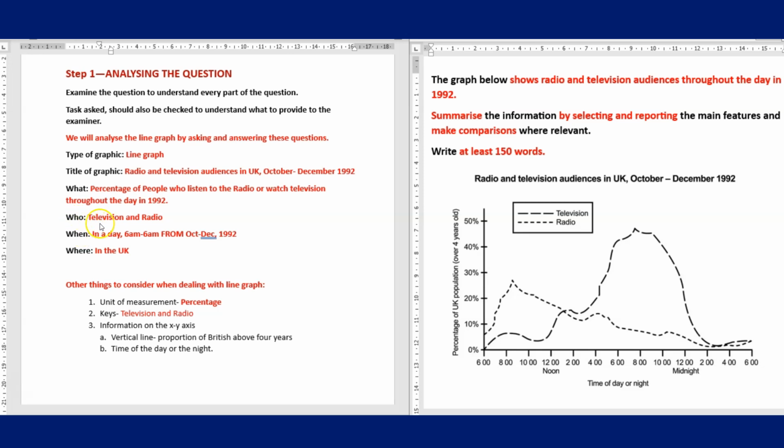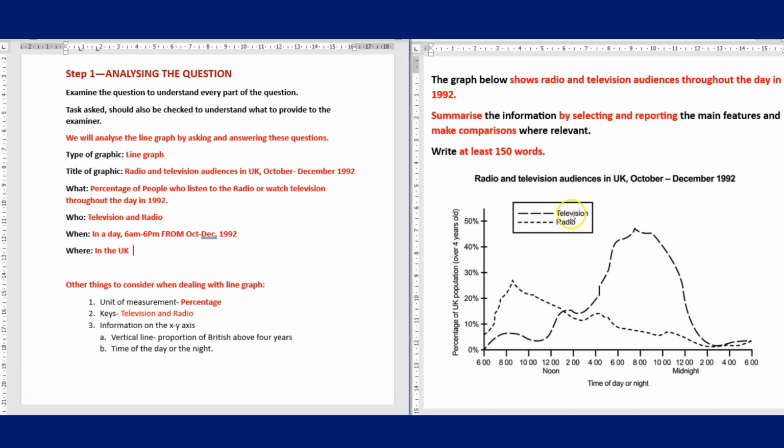And what are the variables involved? The television and also radio. They are the variables involved. And when, at what time, or within what period was this particular thing taken? We are talking about within a day from 6 a.m. to 6 p.m., from October to December in 1992. And where is this taking place? In the UK, right? So we stated other things that we need to also consider when dealing with the line graph: the unit of measurement, which we said is percentage. Okay, so it's here, percentage. What are the keys?